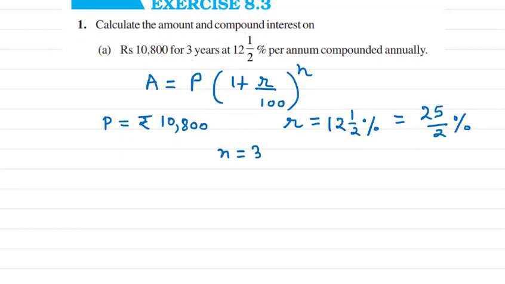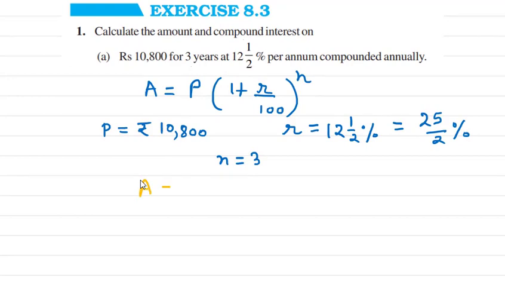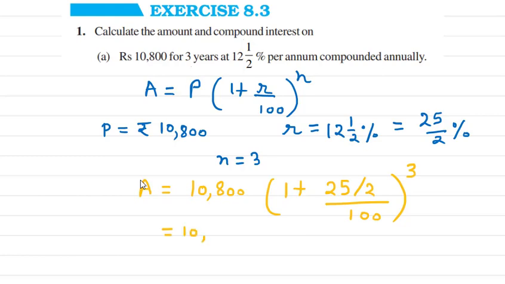Now we can find out the value of this. So our A will be, in the place of P we can write 10,800. 1 will come as it is. In the place of R will come 25/2, and in the denominator we have 100. And here the value of n is 3. So this can be written as 10,800 into (1 plus this part, 25/2 over 100), so that will become 25/200.